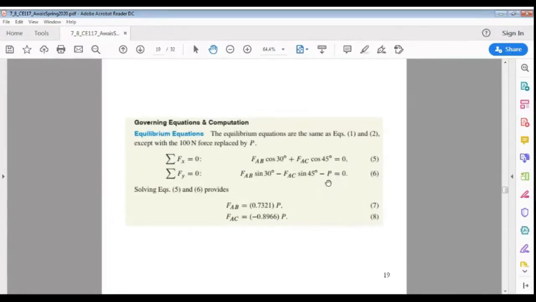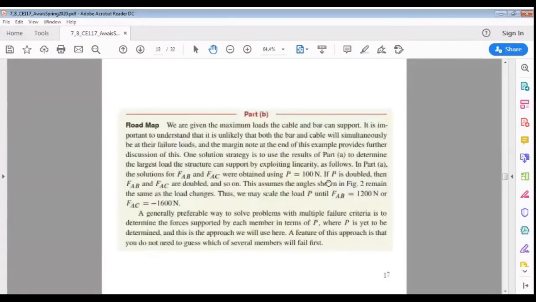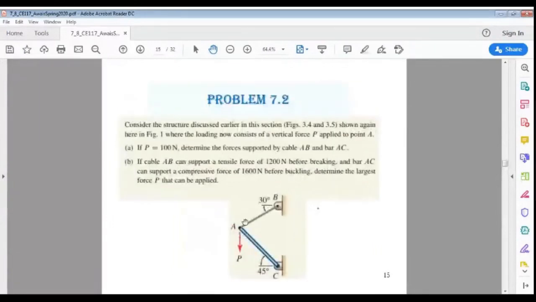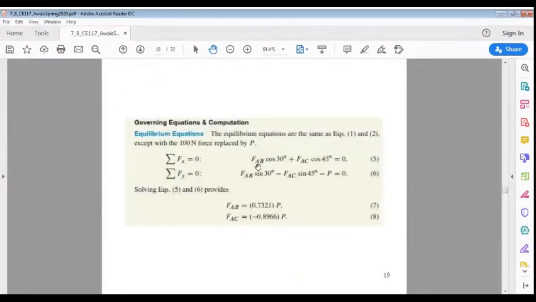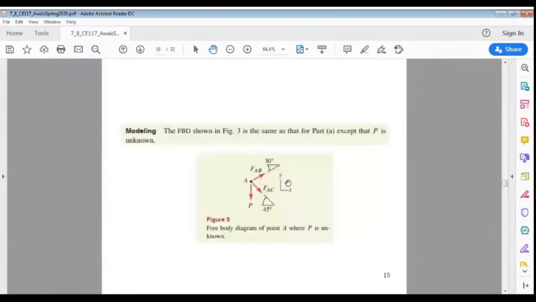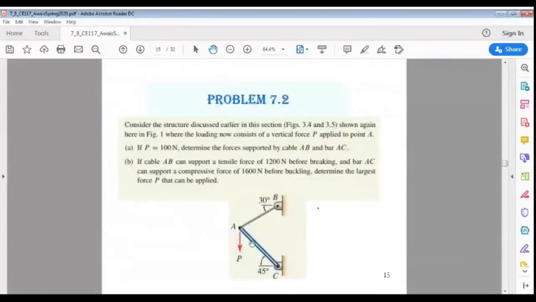on this structure. Now you can note that the maximum load that each member can take is given to us in the question. So most of the students will simply put FAB equals 1600 and FAC equals 1200 Newton, and they will solve equation number 6 for P. But that is incorrect because they have assumed that both the members, AB and AC, reach failure at the same time. If you put the maximum load of member AB and of member AC in equation number 6, you are assuming that both these members will fail at the same time, which is not true.